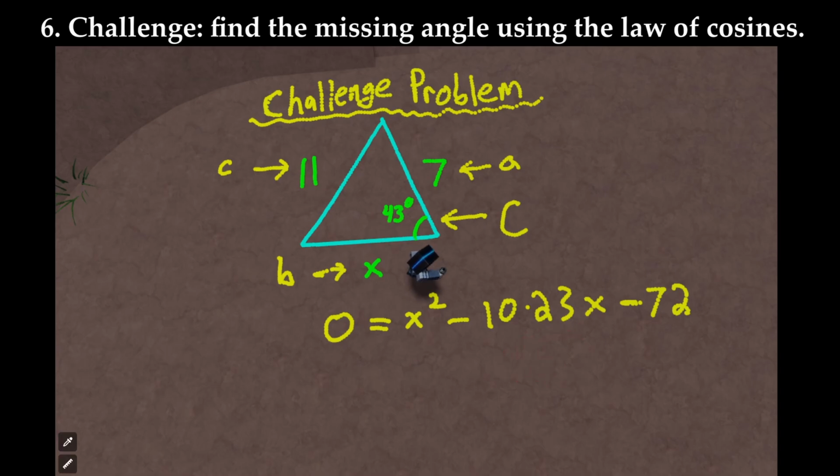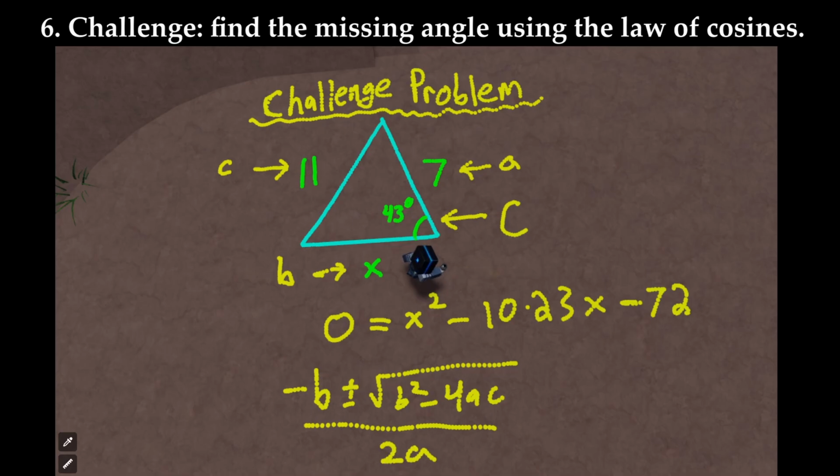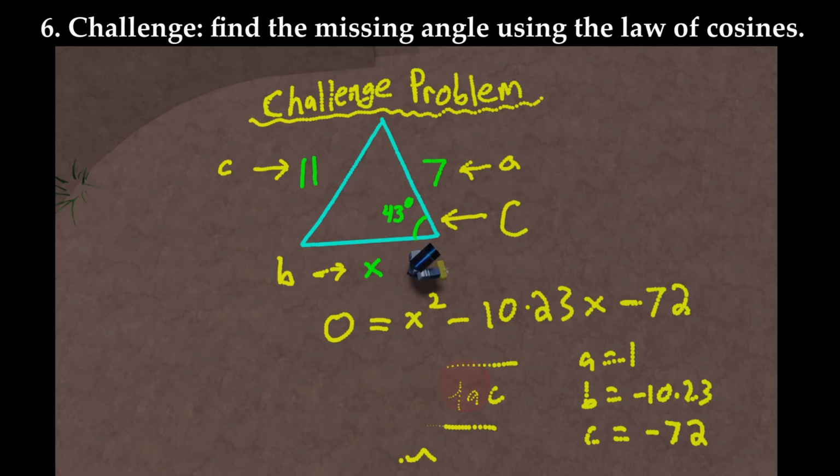The quadratic formula states that you have minus b plus or minus the square root of b squared minus 4ac all over 2a. And a is 1, b is equal to negative 10.23, and c is equal to negative 72. Why? Because the a is always the coefficient on x squared, b is always the coefficient on x, and c is just a constant. So now let's fill in the quadratic formula. So minus b, well, notice that b is already negative 10.23. Therefore, if you do minus b, you're going to get positive 10.23.